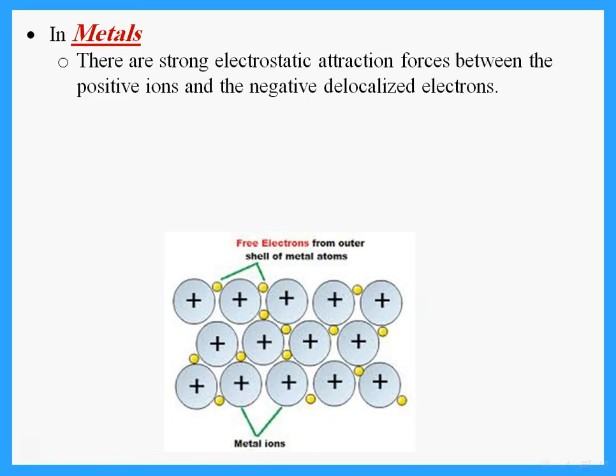So what about metals? Remember, we said metals are also a giant three-dimensional structure with regular rows of positive ions surrounded by a sea of delocalized electrons. That was how we explained the structure of metals. Now, that means that there are strong electrostatic attraction forces between the positive ions and the negative delocalized electrons. This needs a lot of energy to be broken, so metals have a high melting point.